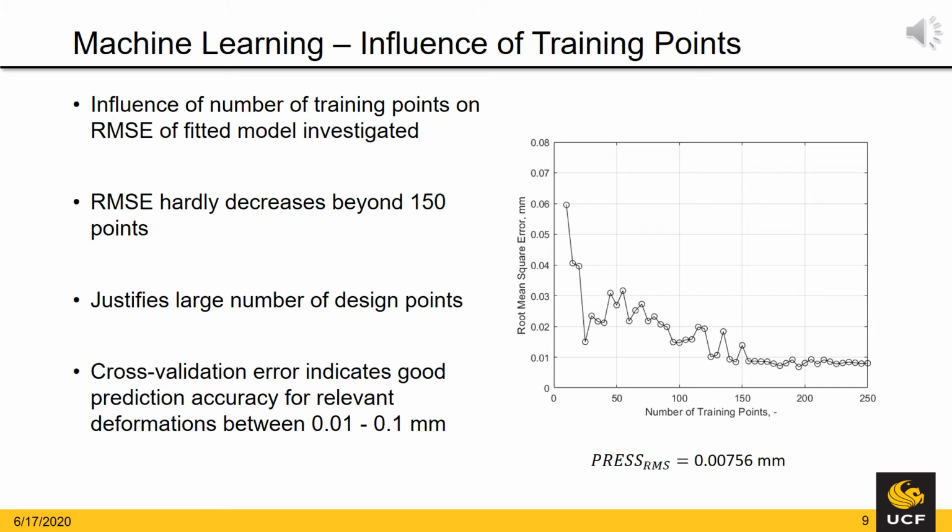For the very small deformations in the following slides, at least 150 training points should be chosen to train the surrogate model, though no major improvement can be seen beyond 200 training points. These numbers justify the large training set chosen initially. The RMS error equals 0.00756 mm, which is acceptable for the predictions of deformations between 0.01 and 0.1 mm in the following sections.